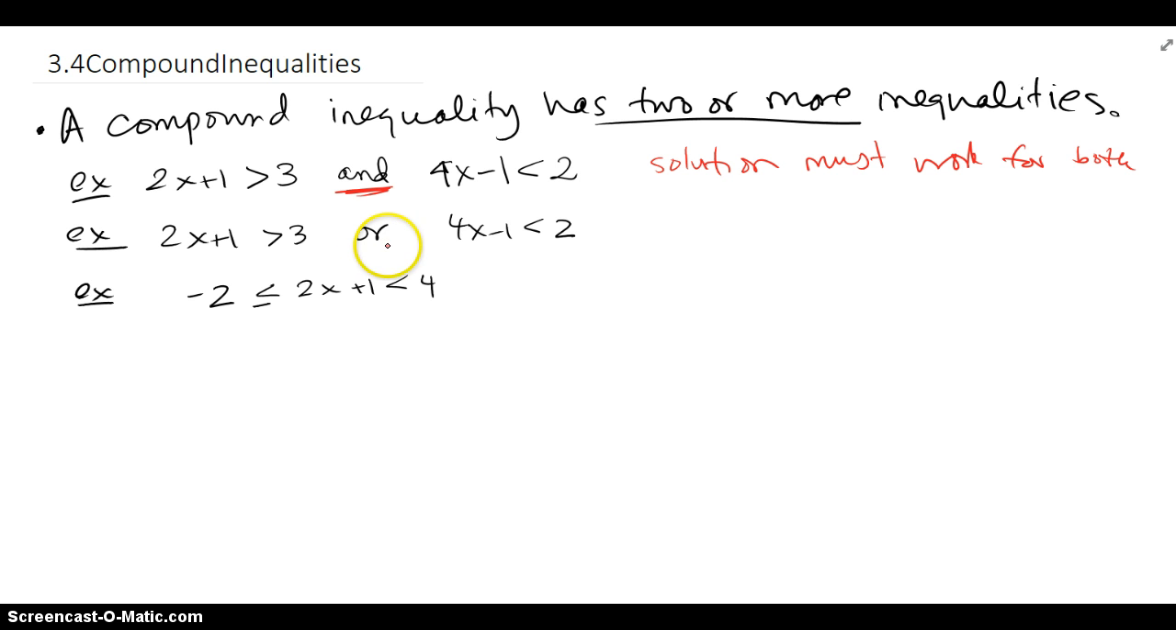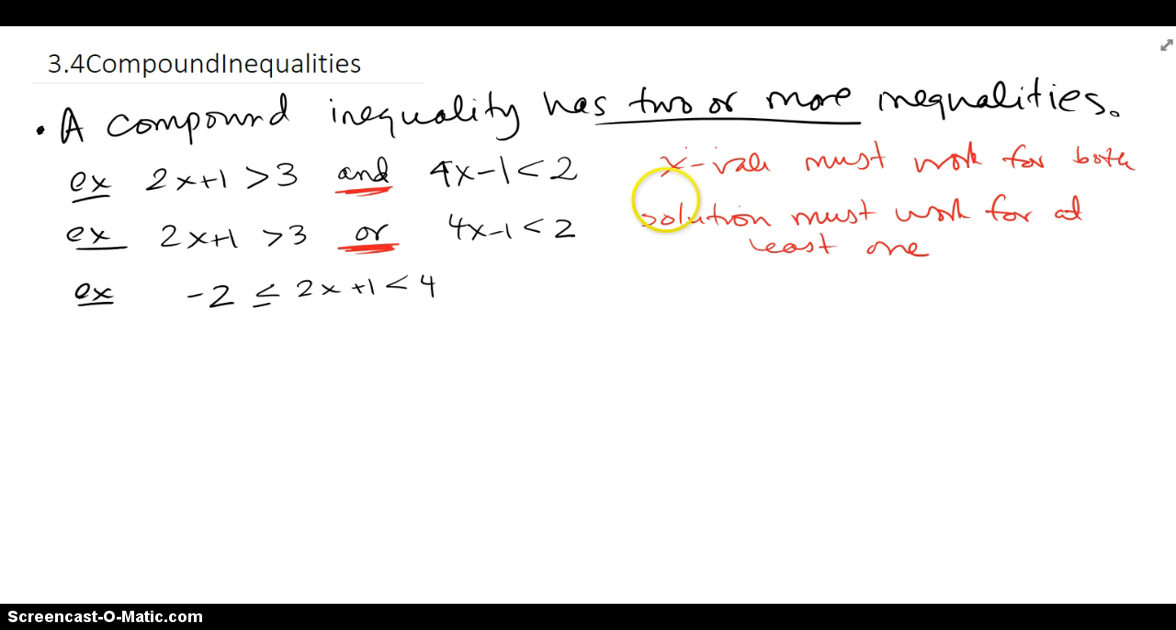Or you could have two inequalities that are joined by an "or," and in this case, the solution must work for at least one. So when I say solution, I mean really the x value that you find. Because if it's a solution, that automatically satisfies both, in this case, one and this case. So the x values must work for both of these, whichever ones you find. And for an "or" statement, the x values must work either for this one, or maybe both.